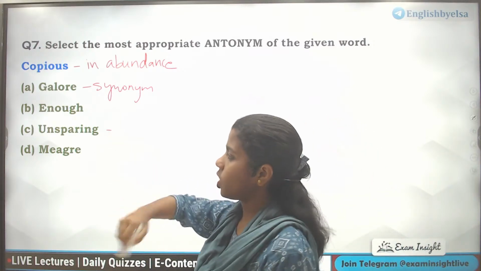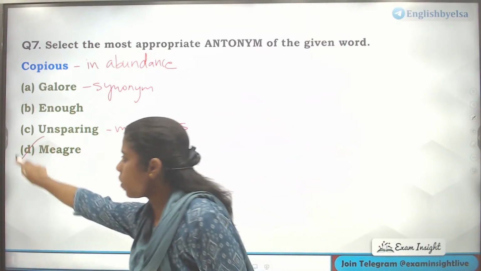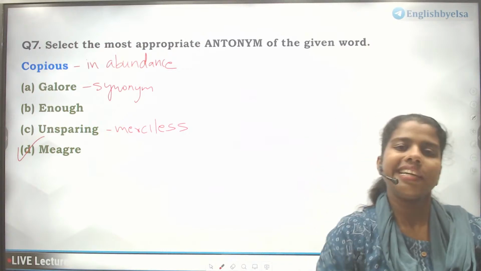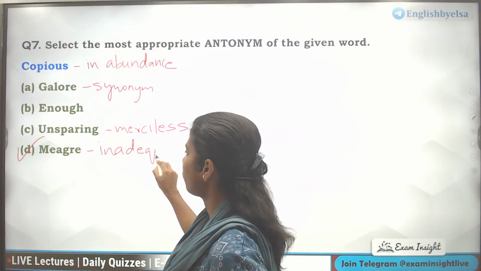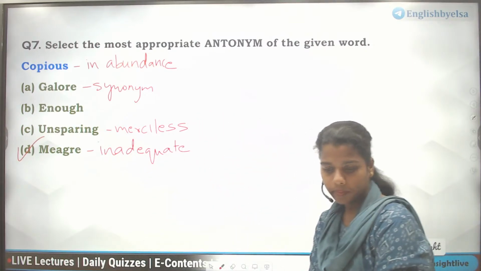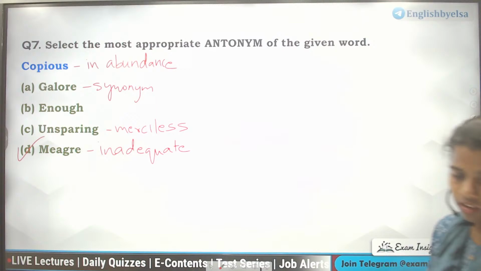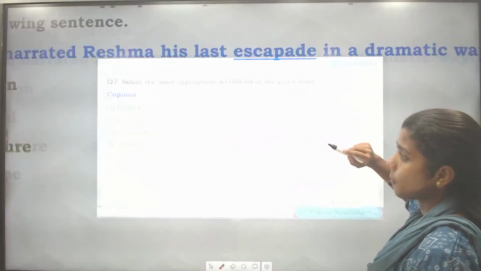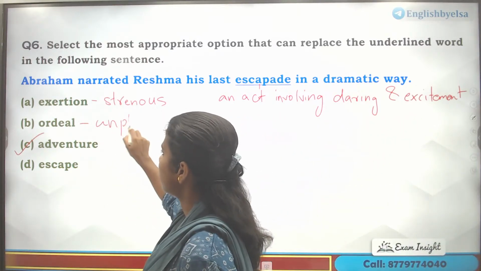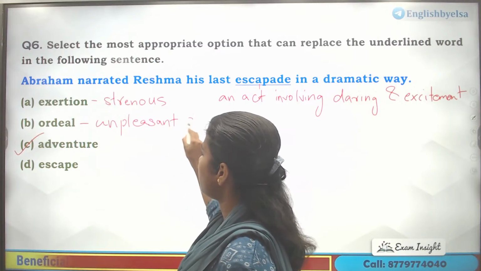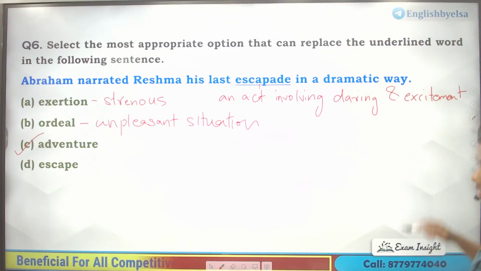Unsparing, not sparing, or I can say merciless. Enough you already know. My answer is meager. Meager means inadequate. That would be the antonym of copious. I left out one word. That is ordeal. Correct? Unpleasant situation. Great. Thank you for reminding me.